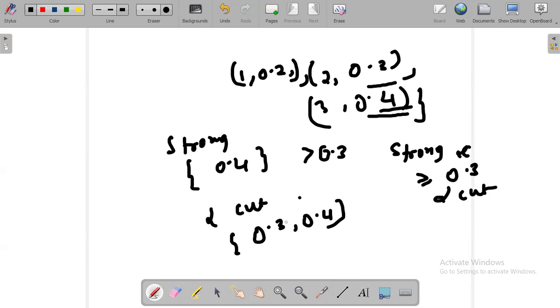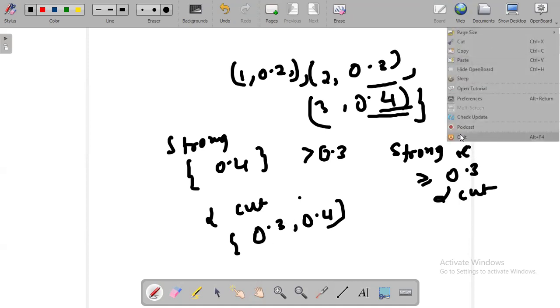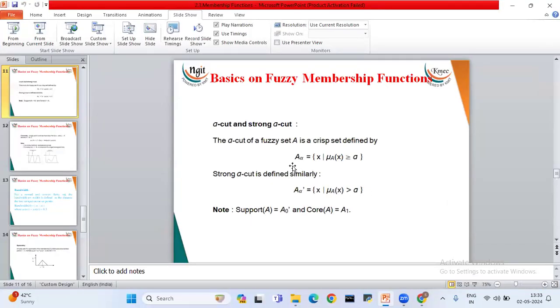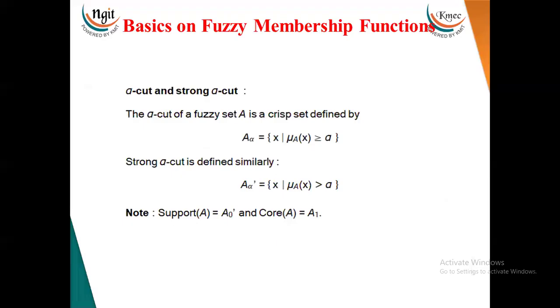You can take any condition, not an issue. You can take less than, greater than, you can take the range. It may be 0 also, not a problem. So if you see the equation, A alpha equal to x such that mu A of x greater than or equal to alpha. Here for strong it is only greater than. So this is called alpha cut and strong alpha cut.